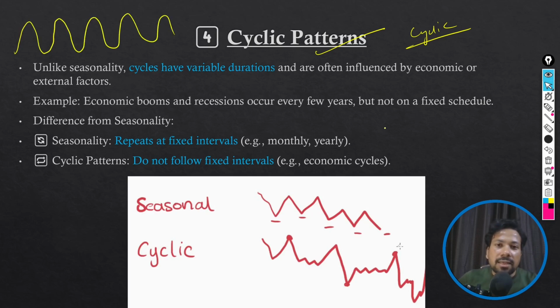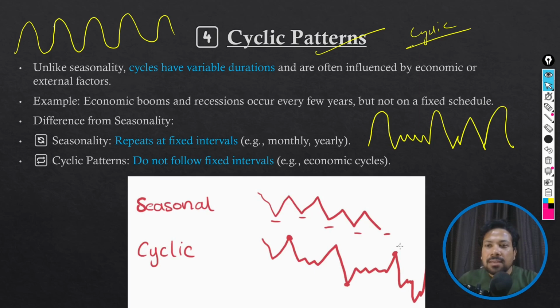On the other hand, cyclic pattern will be like this. Let me change the color. You can clearly see that this particular pattern is repeating at the same time interval. Okay, same gap. But here this particular pattern is repeating again, but the duration of repetition is not the same.